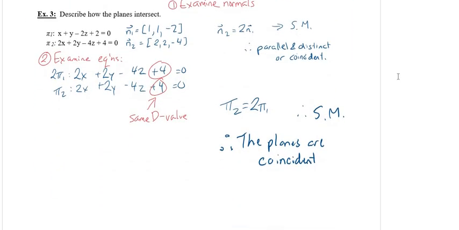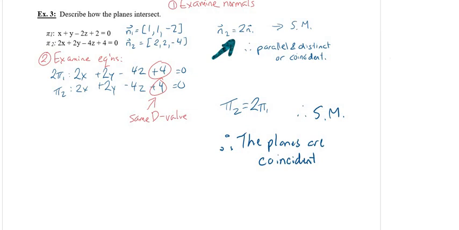Let's try one more, just to see the third option here. But again, we're going to take this as if we didn't know what our intersection is. So we're going to start by examining the normals. We write them out based on our coefficients from our equations. And again, we notice that all of the coordinates from normal 2 are just double the coordinates from normal 1. So now we're going to say that normal 2 is equal to 2 times normal 1. So they are scalar multiples. So again, we know that they're going to be either parallel, distinct, or coincident planes.